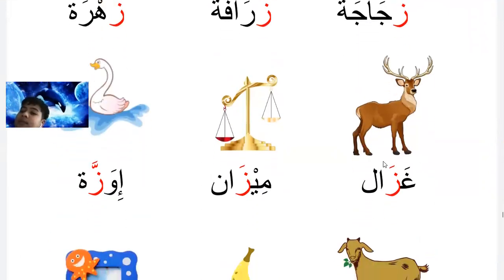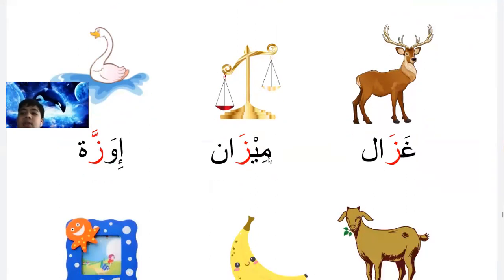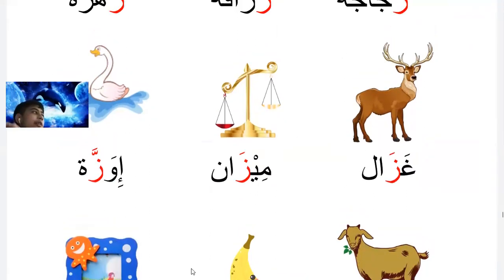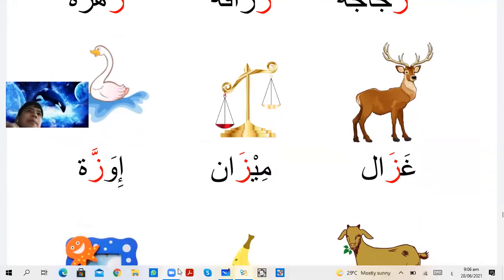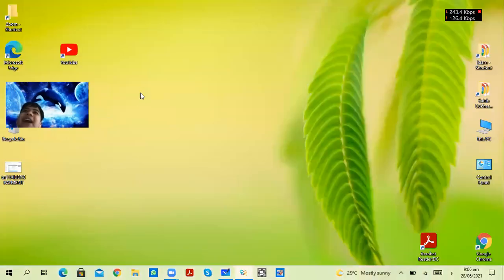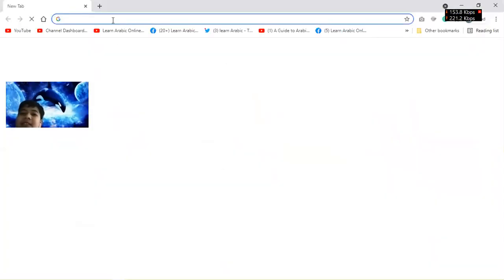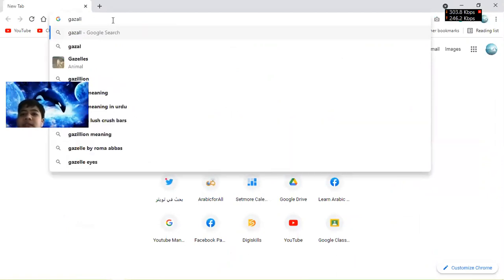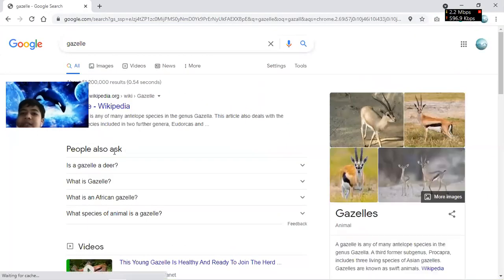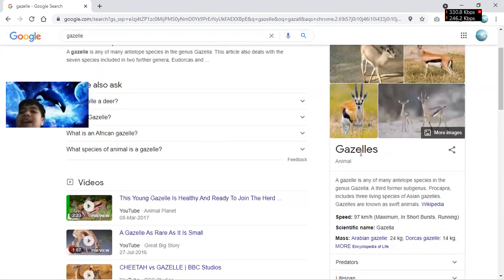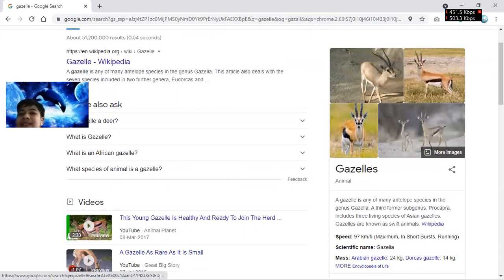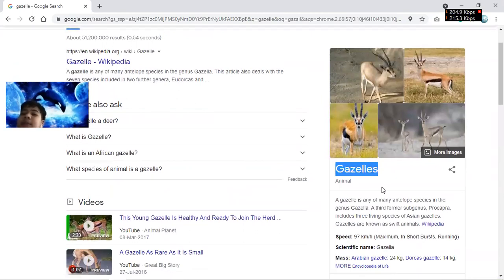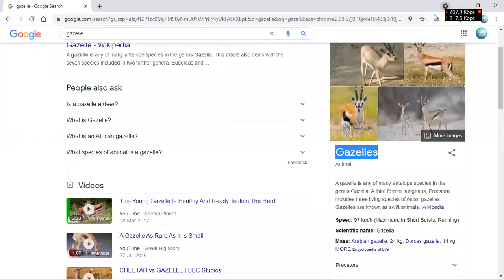Ghazal. A moose or deer? In English, it is also called Ghazil. You meant like in Peppa Pig, the Madame Ghazal? Like that kind? So in English, it is also called Ghazil. Do you know what is Ghazil in English? It's like that thing. Yes. So this is called Ghazil. It's in Peppa Pig. So in Arabic it is Ghazal.